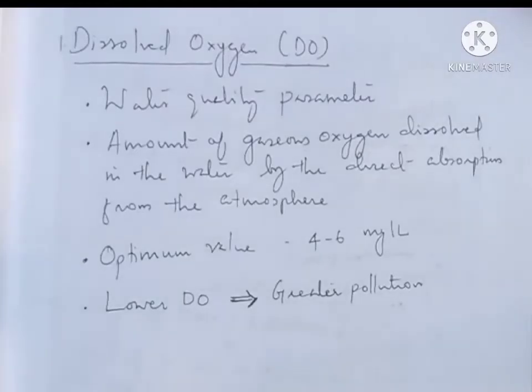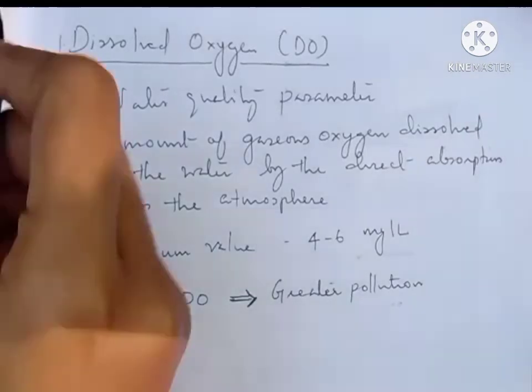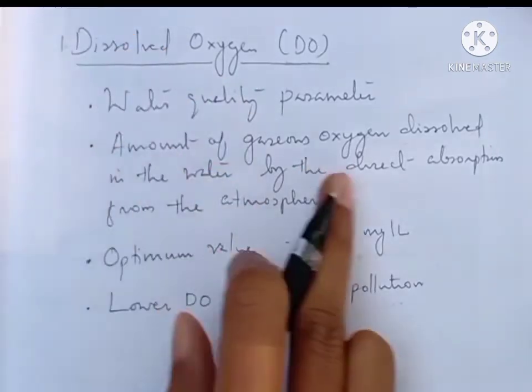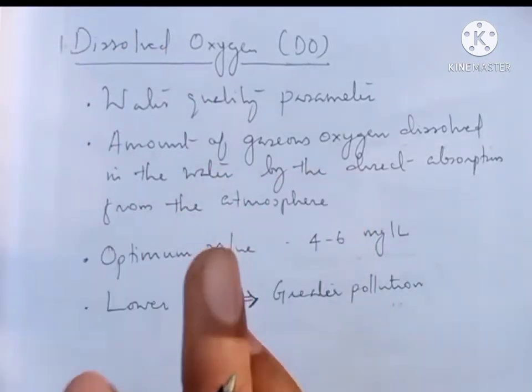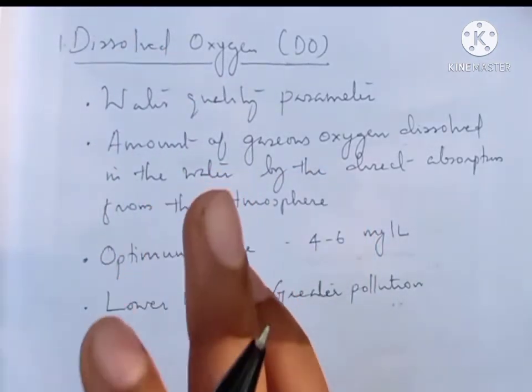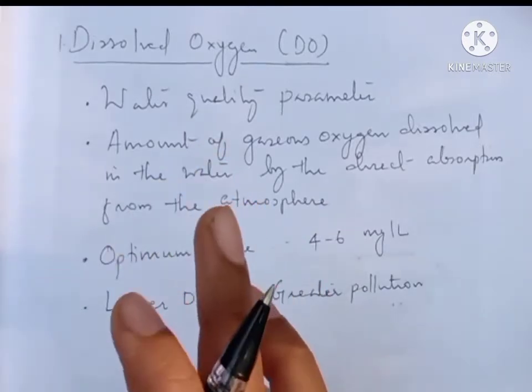This session is about water pollution. First of all, we have to know some parameters which are used to measure the quality of water. The first one is dissolved oxygen. It is the amount of oxygen dissolved in the water.